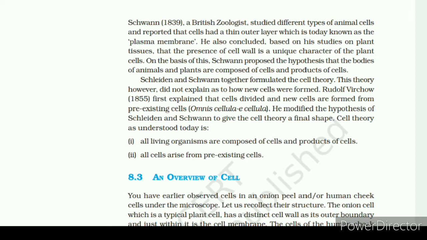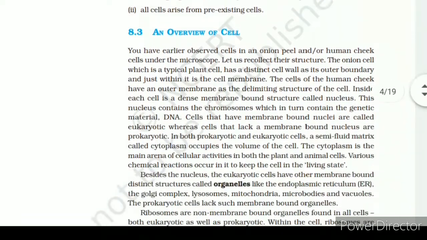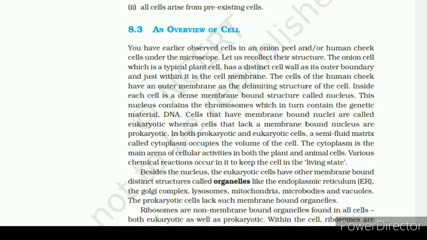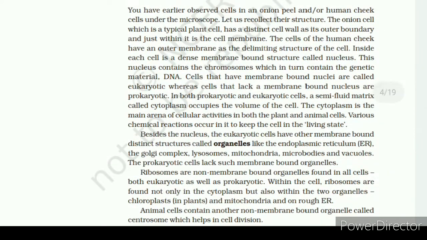An overview of cell. You have earlier observed cells in an onion peel or human cheek cells under a microscope. Let us recollect their structure. Onion cell, which is a typical plant cell, has a distinct cell wall as its outer boundary, and just within it is the cell membrane. Cells of the human cheek have an outer membrane as the delimiting structure of the cell. Inside each cell is a dense membrane bound structure called nucleus. This nucleus contains the chromosomes, which in turn contain the genetic material DNA.